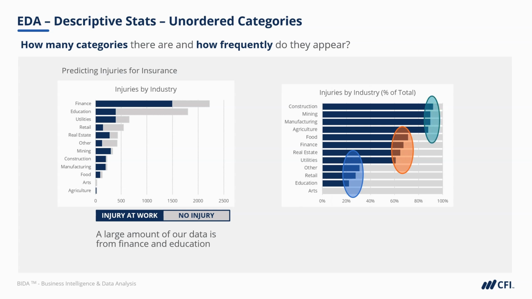So we've already learnt two things. A large amount of data is from finance and education, and industry looks like it might be a helpful feature for predicting injuries at work.